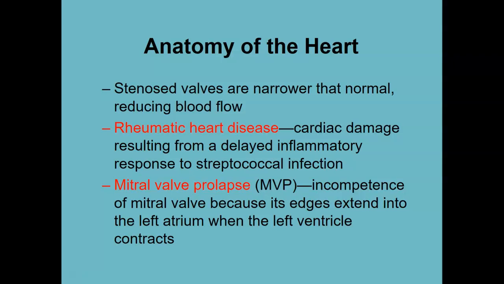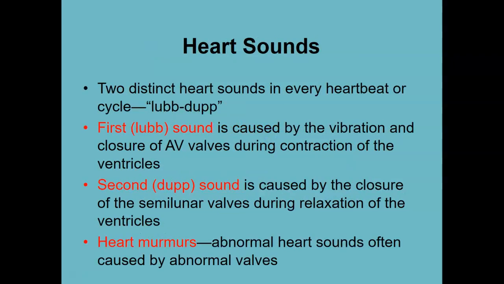Mitral valve prolapse, which we just looked at a few minutes ago, is the incompetence of the valve to keep blood in the left ventricle. Blood comes back up to the left atrium, which then can backflow back into the lungs.